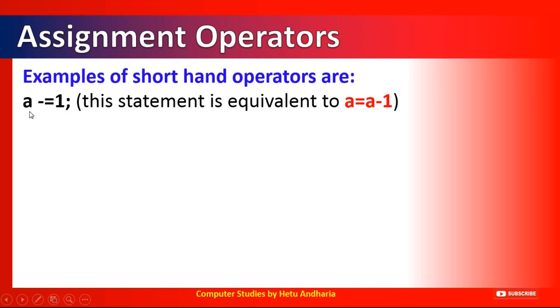Listen carefully. A -= 1. Here no space is required in between. I have typed it with a space here, but in C language I don't need to leave any space. A -= 1. This statement means A = A - 1. For example, if the value of A was 10, then after the execution of this statement, the value of A will become 9 because 10 minus 1 is 9.